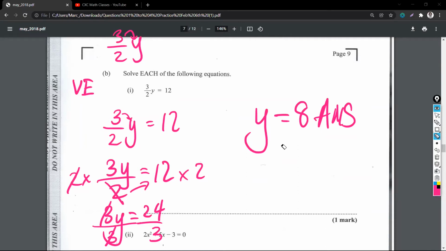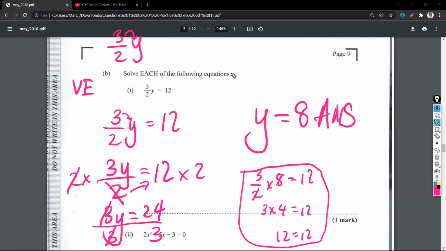Put some working out. As I said, Delano, if you want to just put 8, do this then. Say 3/2 times 8 is equal to 12. 2 goes into 8, 3 times 4 is equal to 12. 12 is equal to 12. If you put this, that's better than just putting y is equal to 8, and that's it.